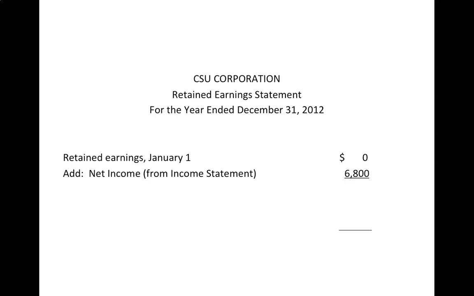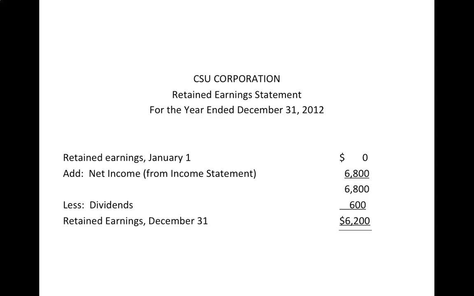Our next one is the retained earnings statement. Again, it's for a period of time. We'll list our retained earnings. It was 0. We add our net income from the income statement. Those two added together are $6,800. We take out the dividends, which is what we pay to our stockholders. So our retained earnings for December 31 is $6,200. We'll need this for our balance sheet.